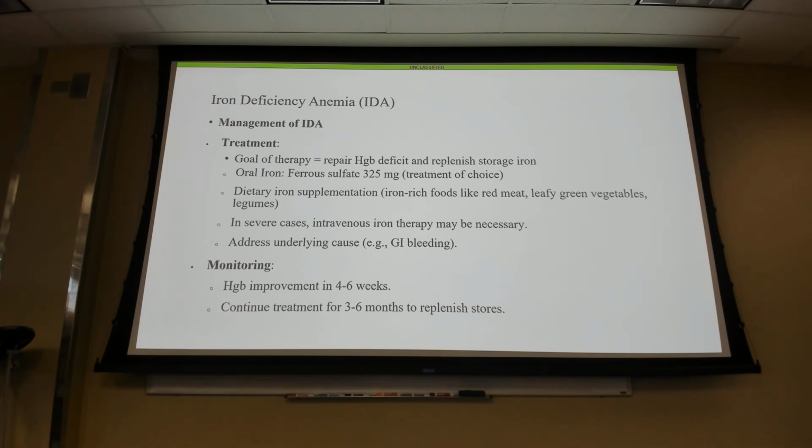So you got them on iron, you expect to see improvement in the hemoglobin in 4 to 6 weeks. Continue treatment for 3 to 6 months to replenish. So I start them on iron, I bring them back a couple of months later, check their labs, and see if things are moving in the right direction.